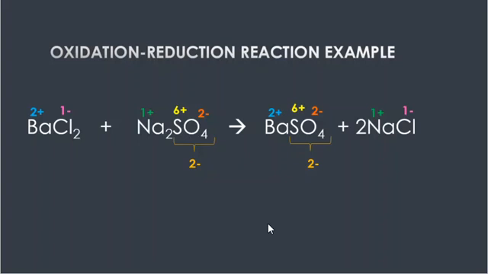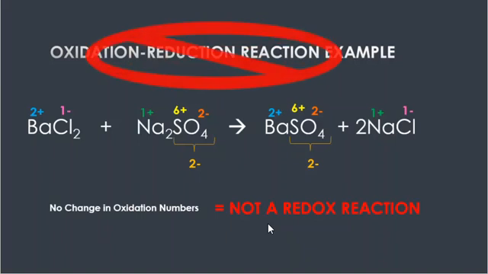Notice when you look at all of the oxidation numbers across the entire reaction, there is no change. So when there's no change in oxidation number after the reaction has occurred, then you cannot classify this reaction as a redox reaction. So this would not be an example of an oxidation-reduction reaction.